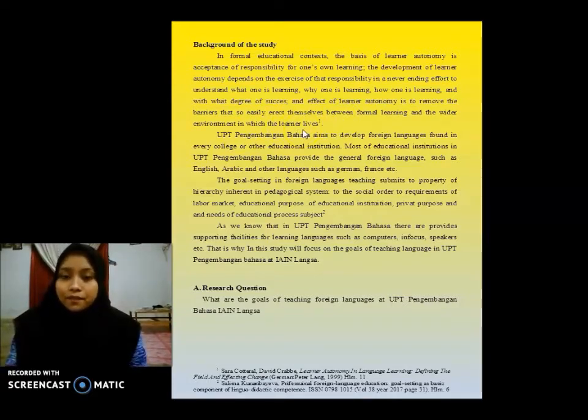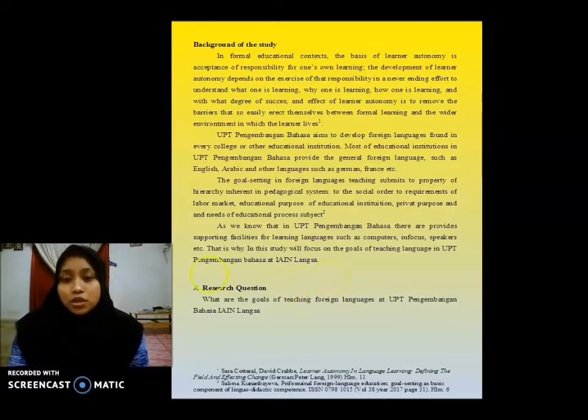the learner lives. As we know, in UPT Pengembangan Bahasa, there are supporting facilities provided for learning language such as computers, infocus, speakers, etc. That is why the study will focus on the goals of teaching language in UPT Pengembangan Bahasa at YIN Langsa.